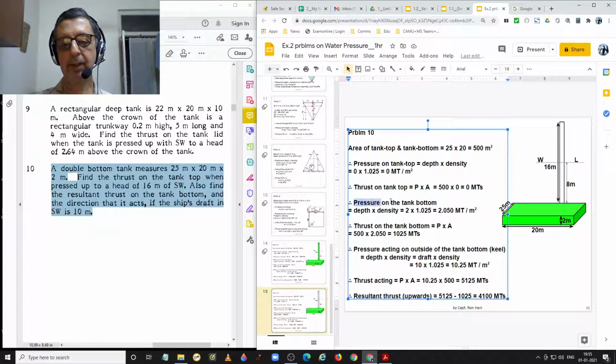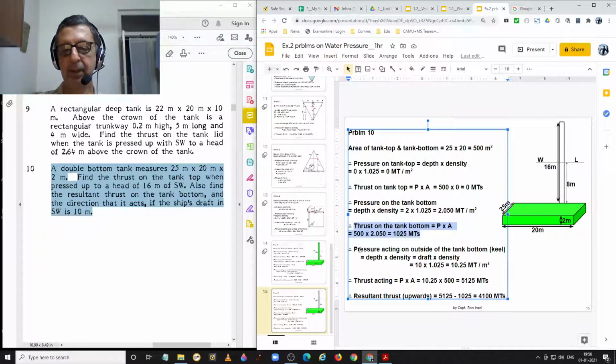The pressure on the tank bottom is equal to depth into density. Depth now is just 2 meters. There is no head of 16 meters existing anymore. So on the tank bottom, it is just depth of 2 meters multiplied by density equal to 2.050 metric tons per square meter. And thrust on the tank bottom is equal to 500 times 2.050 equal to 1025 metric tons.